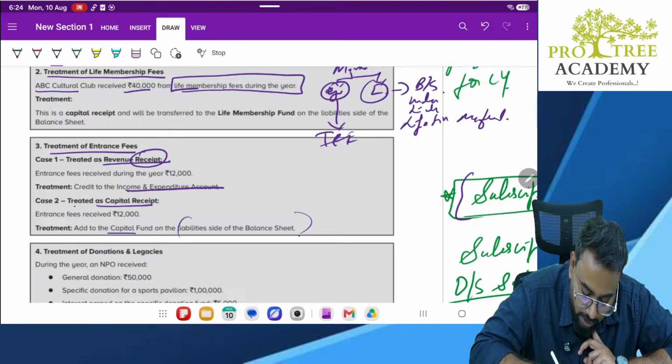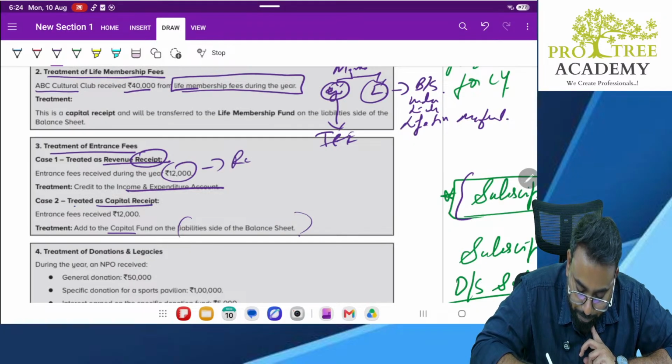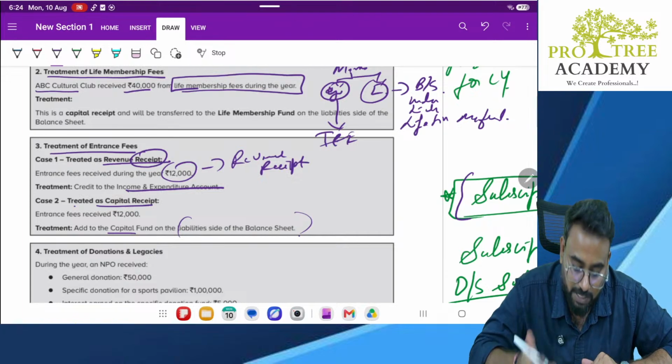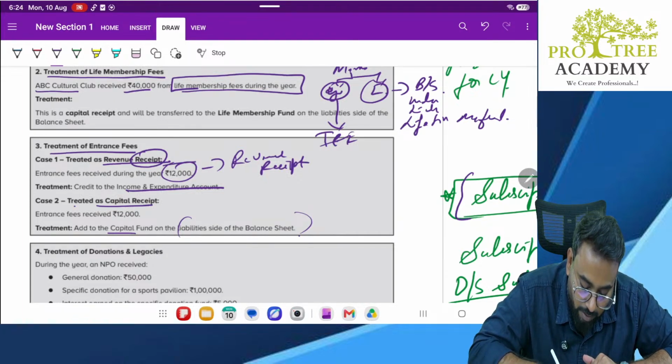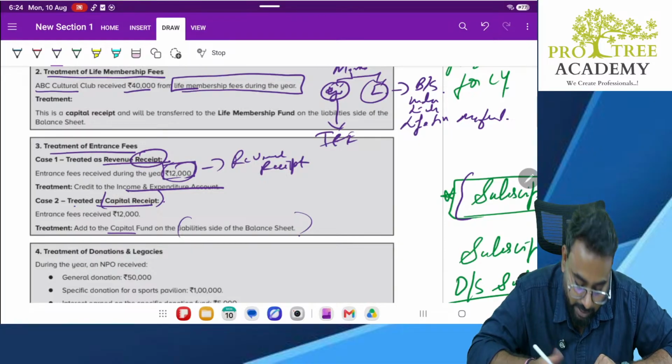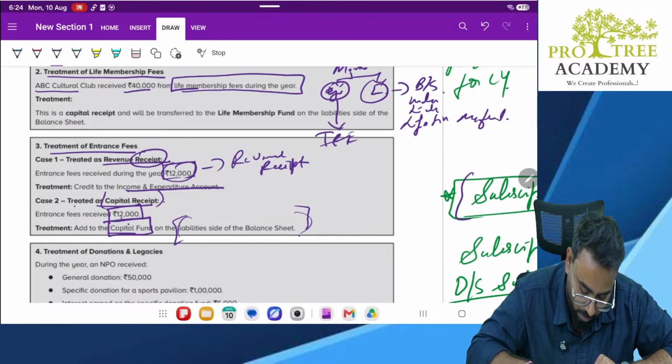Usually, the entrance fee is treated as revenue receipt. Otherwise, your question will specifically tell you the entrance fee received will be considered as capital receipt. If the question says so, then treat it as capital receipt and add it to the liability side of the balance sheet under capital fund account.